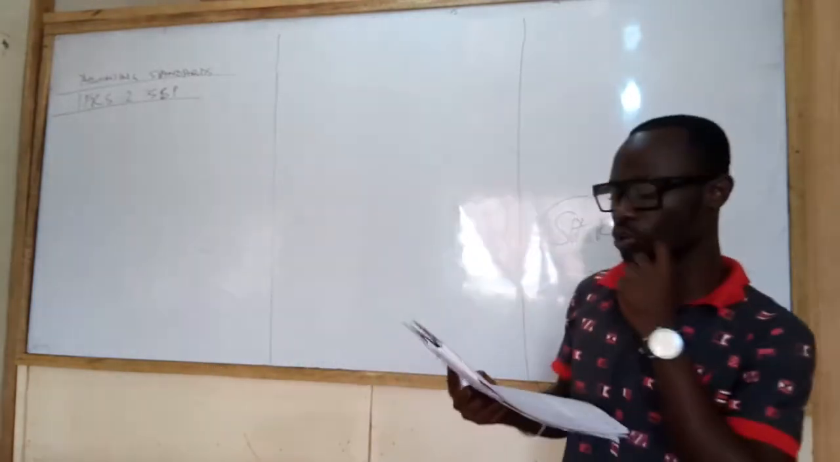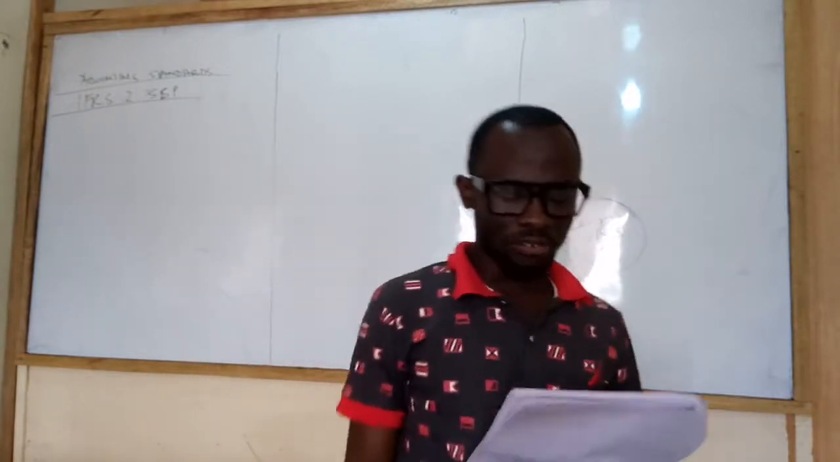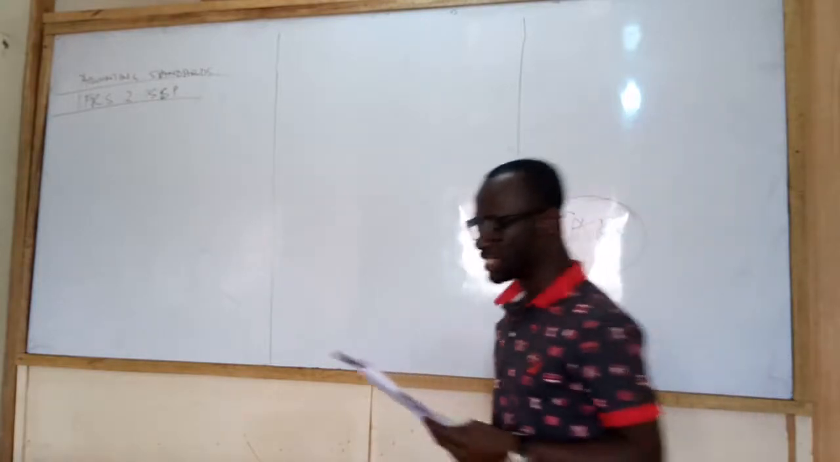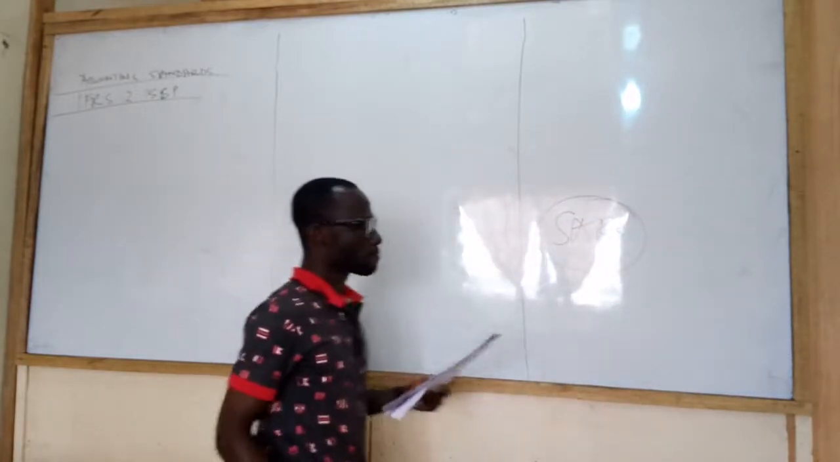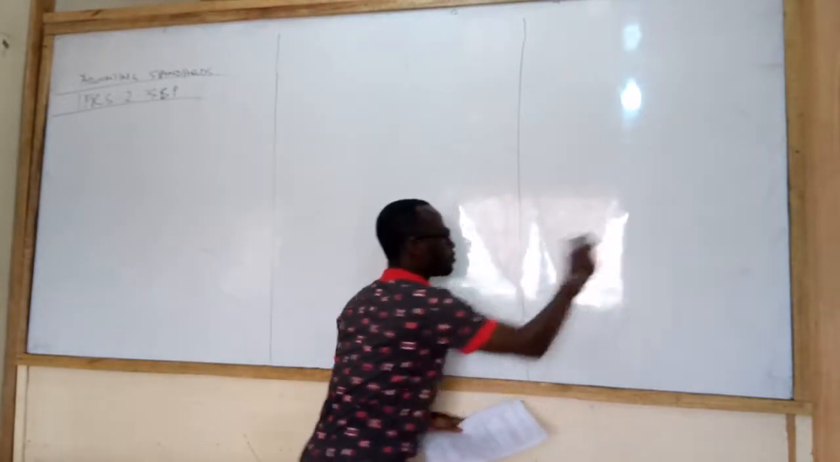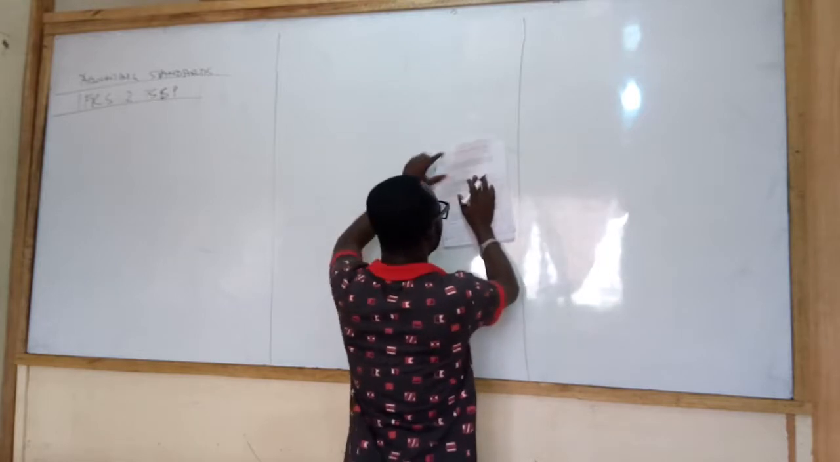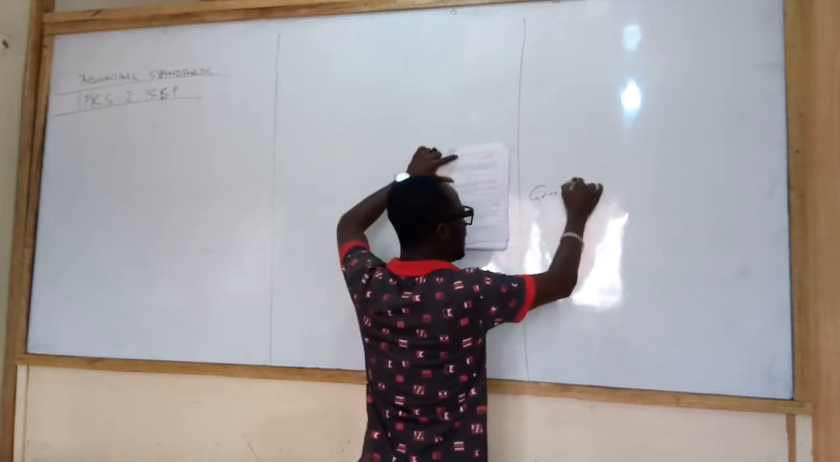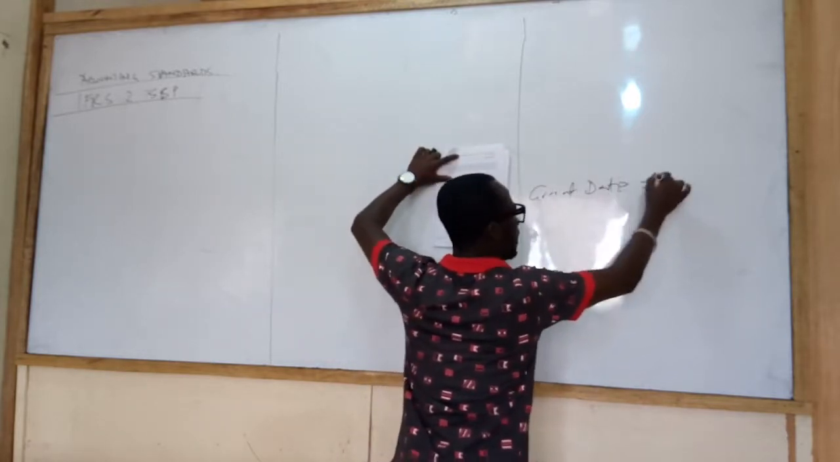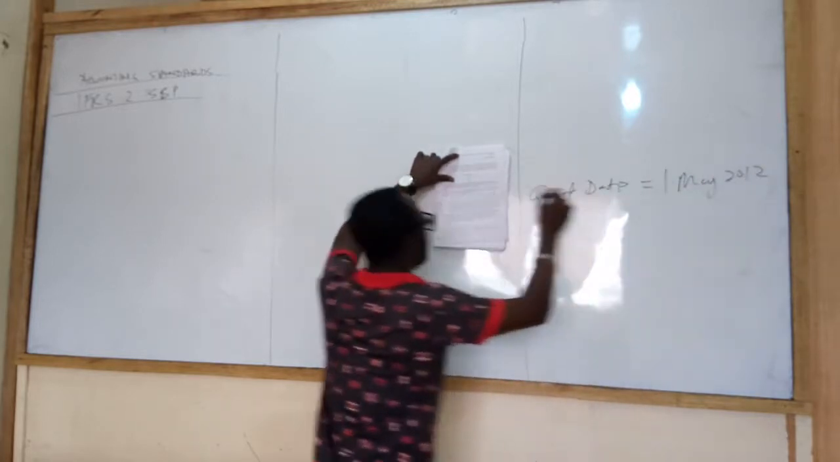On May 2012, Yanang granted 500 share appreciation rights to its 300 employees. Okay, so off the bat, let's try to get something straight. On May 2012, it means the grant date is 1st May 2012. Got it?